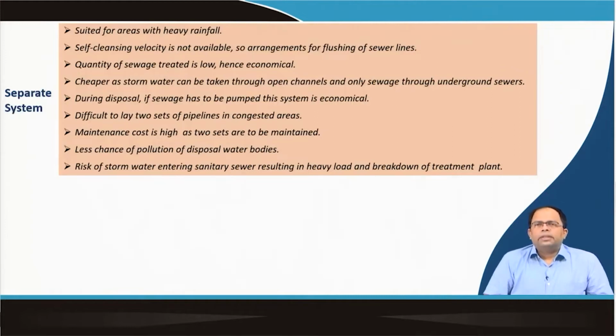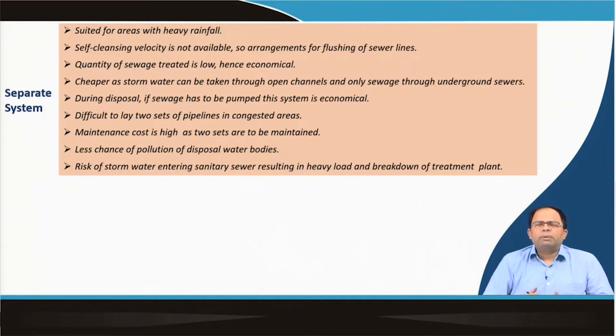So, then comes the separate system, and obviously this is just the reverse in many ways. It is just the opposite of what we have talked about for the combined system. For example, it is suited for areas with heavy rainfall. So, obviously we separate the storm water, and it is directly drained into the river. It does not affect the treatment units and all.